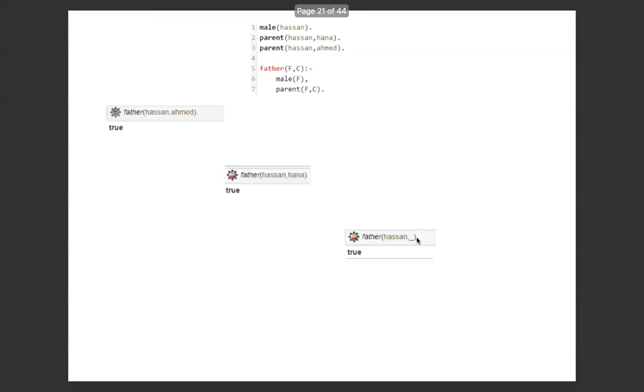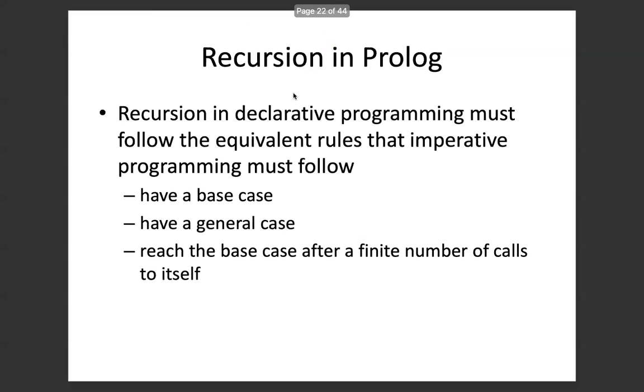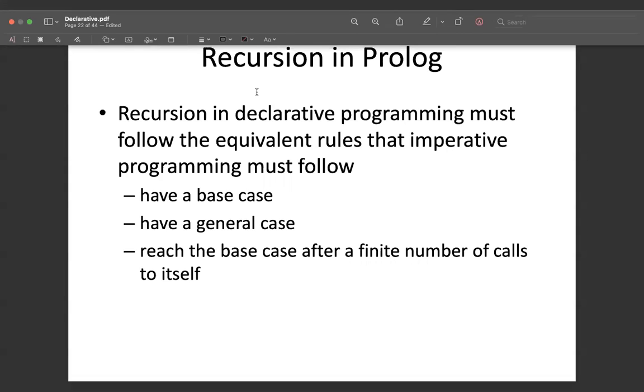Okay, so this is how your rules are traced back, and this is essentially how instantiation works with respect to variables and your associated facts. Okay, now let's understand recursion, if we go back to recursion.